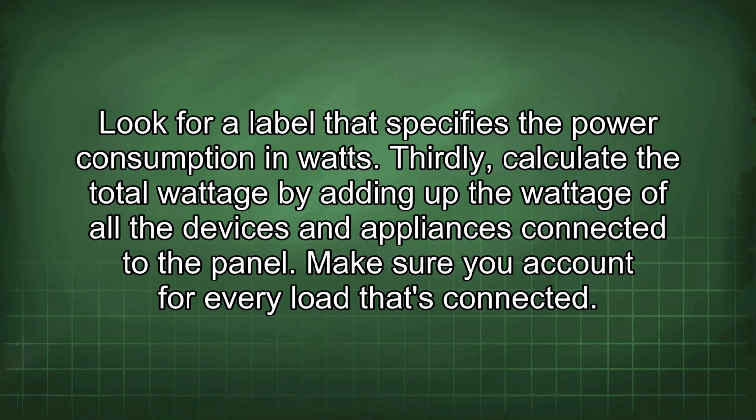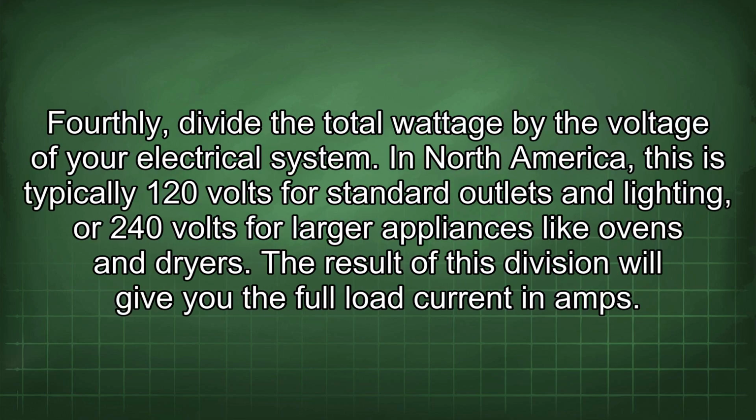Thirdly, calculate the total wattage by adding up the wattage of all the devices and appliances connected to the panel. Make sure you account for every load that's connected. Fourthly, divide the total wattage by the voltage of your electrical system. In North America, this is typically 120 volts for standard outlets and lighting, or 240 volts for larger appliances like ovens and dryers. The result of this division will give you the full load current in amps.